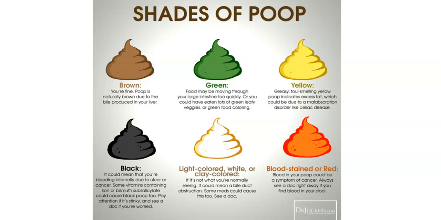So this shows you the different types of shades of poop. Brown is normal. Green, food may be moving through your large intestine too quickly, or you could have eaten a lot of green leafy veggies or something with green food coloring. Yellow, especially if it's greasy, foul-smelling, indicates excessive fats, which could be due to malabsorption like celiac disease.